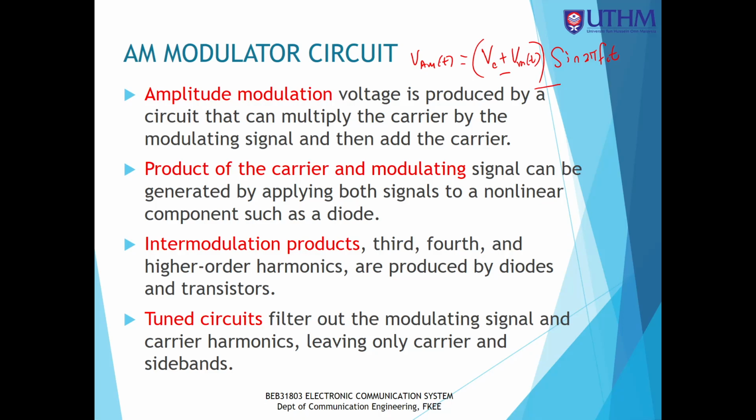Intermodulation products are due to the non-linear components, for example a diode. It produces harmonics, and it produces what they call the cross product. So the tuned circuit filters out the modulating signal and carrier harmonics, leaving only the carrier and the sidebands.